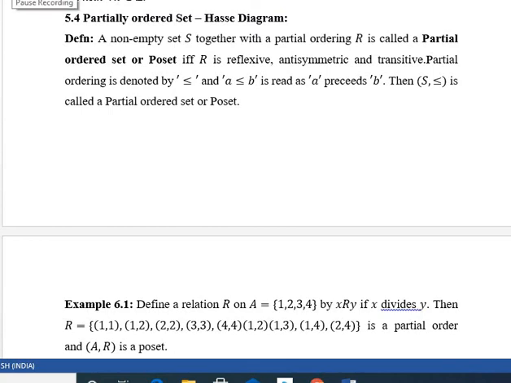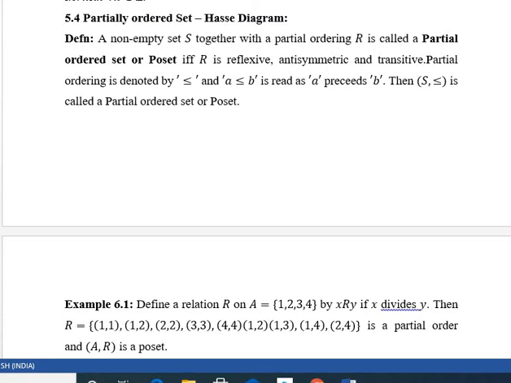Partially ordered set has a diagram. Definition: a non-empty set S together with a partial ordering R is called a partially ordered set, or poset, if and only if R is reflexive, antisymmetric and transitive. Partial ordering is denoted by using this symbol, and we read this as precedes, that is, A precedes B. Then the set S together with this partial ordering relation, we call a poset or partially ordered set.